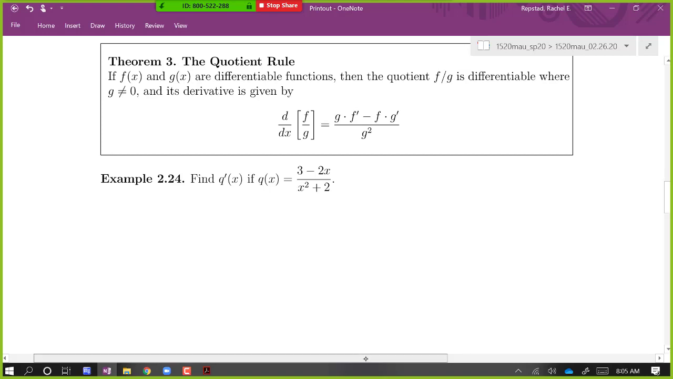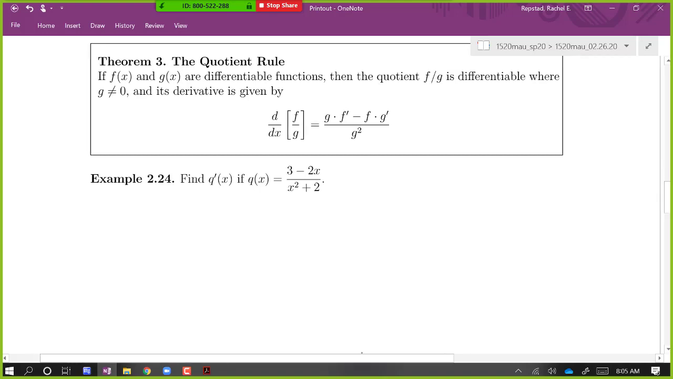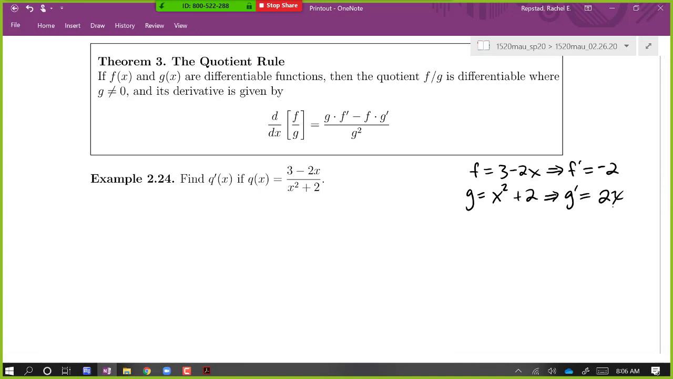So if we just do a quick example here, we're going to find q prime of x, where q of x is this function. Again, the first step to using the quotient rule is knowing that we need to use the quotient rule. I've got variables in both the top and the bottom. It's a clear sign that I need to use the quotient rule. So my f function is on top, 3 minus 2x. So what is f prime? Negative 2. Good. And our g function is x squared plus 2. What is g prime? 2x. Isn't it great that we just get to look at it and say what the derivative is and we don't have to set up a limit? We're all pretty excited about that.